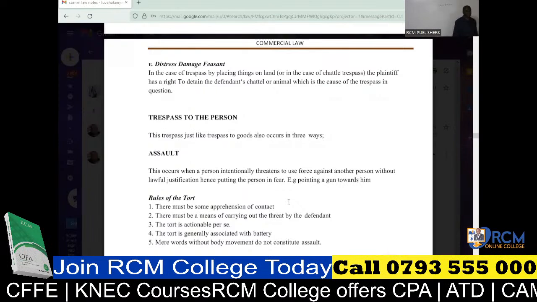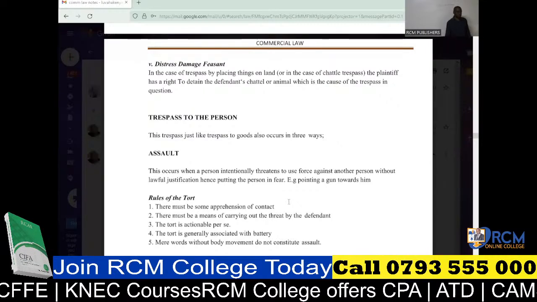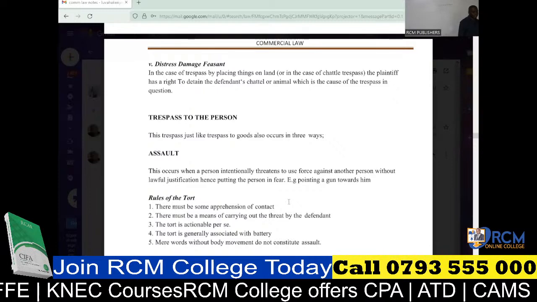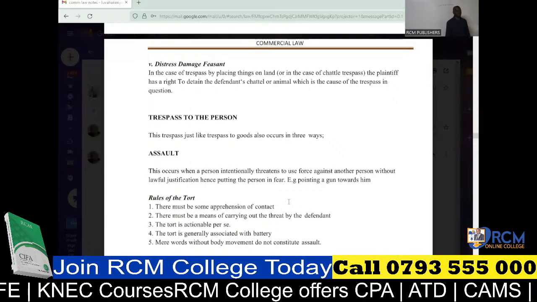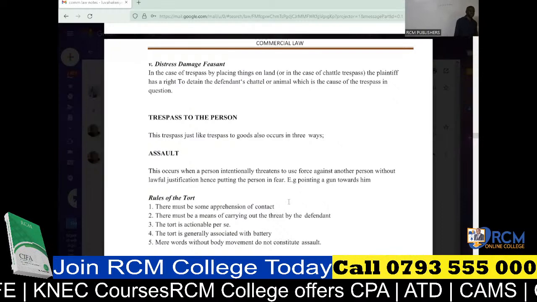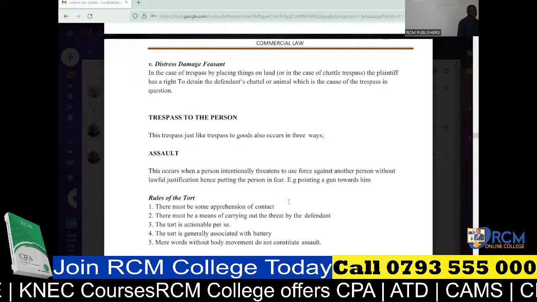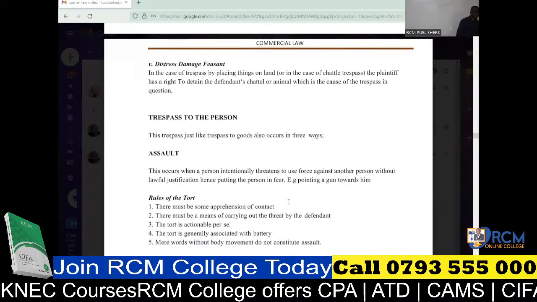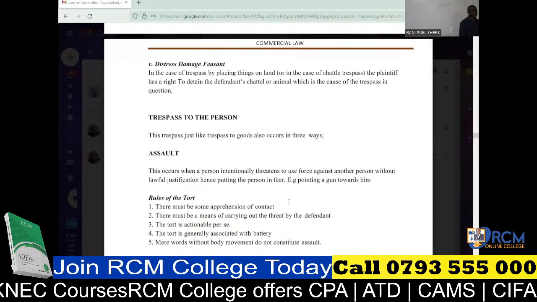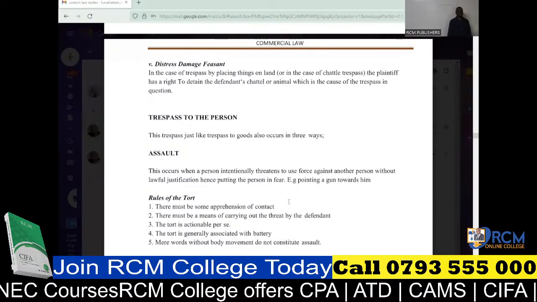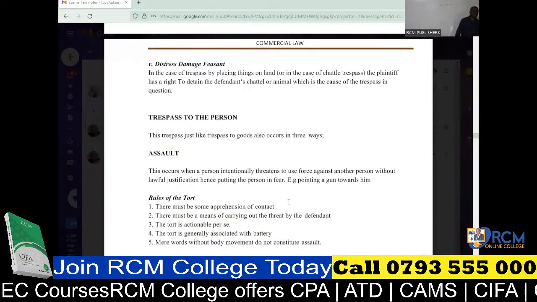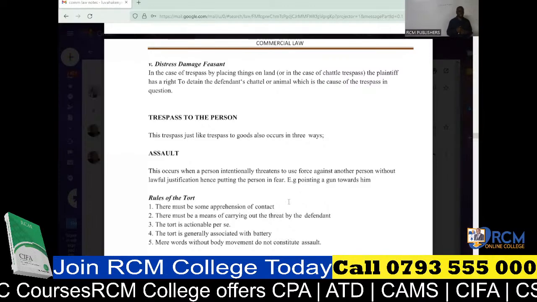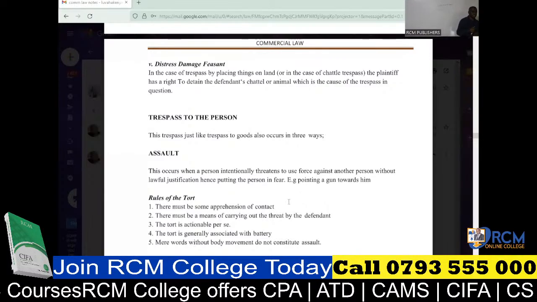There must be some apprehension or contact. There must be a means of carrying out the threat by the defendant. The tort is actionable per se, that is, the way it appears or how it was carried out. It is generally associated with battery, but we'll see just after this that battery is a bit different. Mere words without body movement do not constitute assault. There must be some form of apprehension or some force being used. That is when it can be concluded that it is assault.